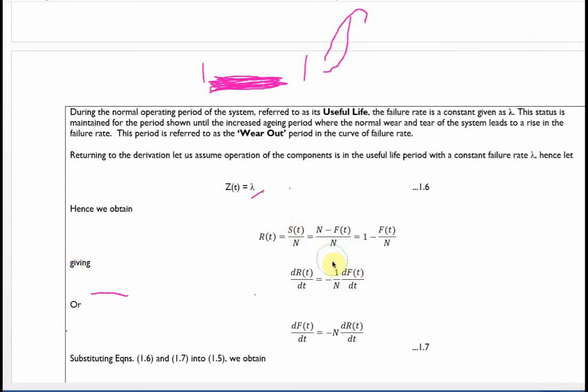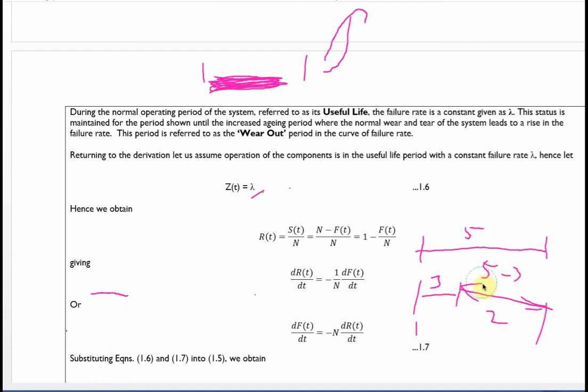Now this number of components that survive can also be expressed as n minus f of t upon n. It's just like saying if from here to here is 5, and from here to here is 3, then from here to here is 5 minus 3, which means it's 2. This is the simple logic we are using here. So the number that survive is equal to the total number of components minus the ones that fail.